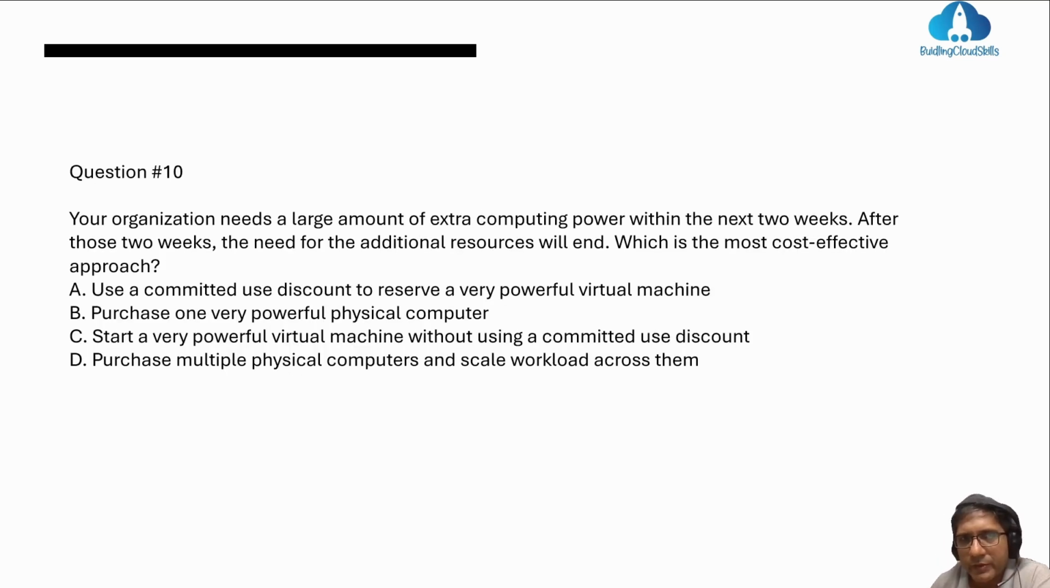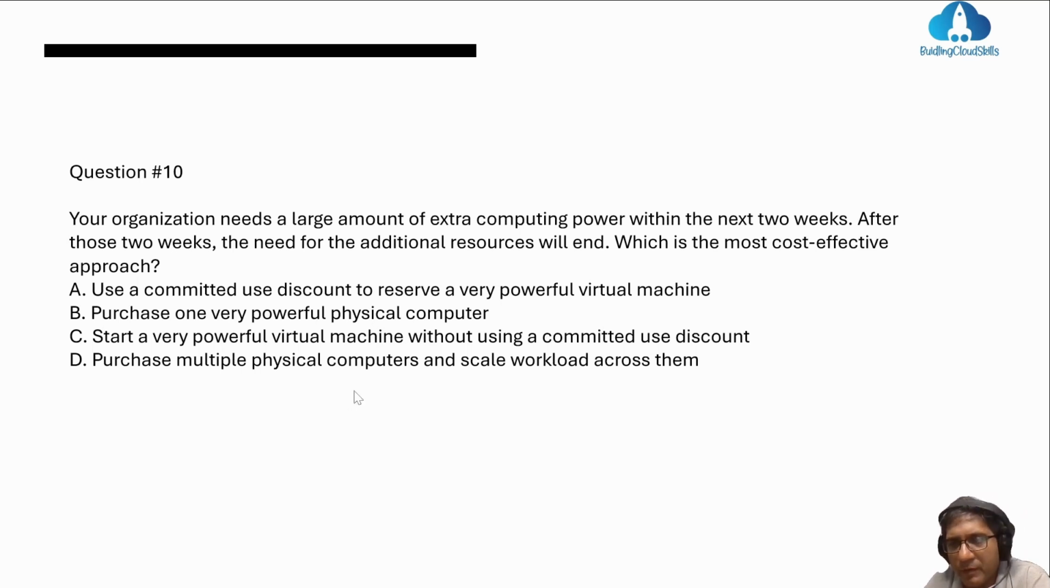All right, so next question. Your organization needs a large amount of extra computing power within the next 2 weeks. After these 2 weeks, the need for additional resources will end. Which is the most cost effective approach? A, use committed discounts to reserve a very powerful virtual machine. B, purchase one very powerful physical server computer. C, start a very powerful virtual machine without using committed discounts. Option D, purchase multiple physical computers and scale the workload across them.